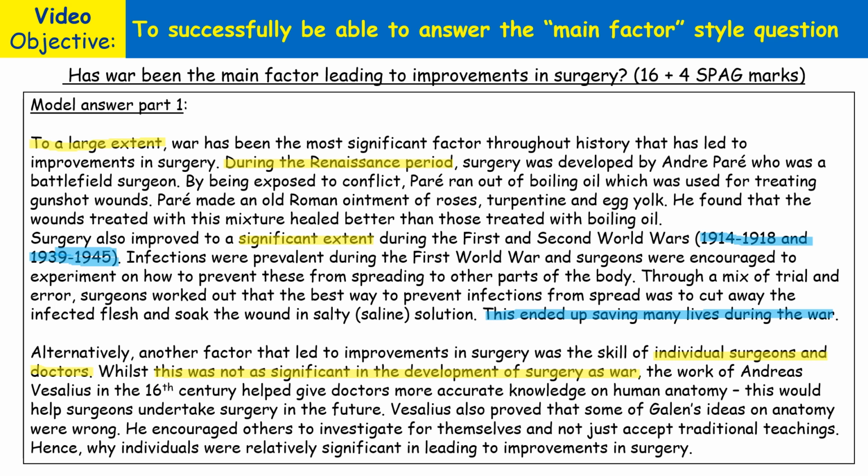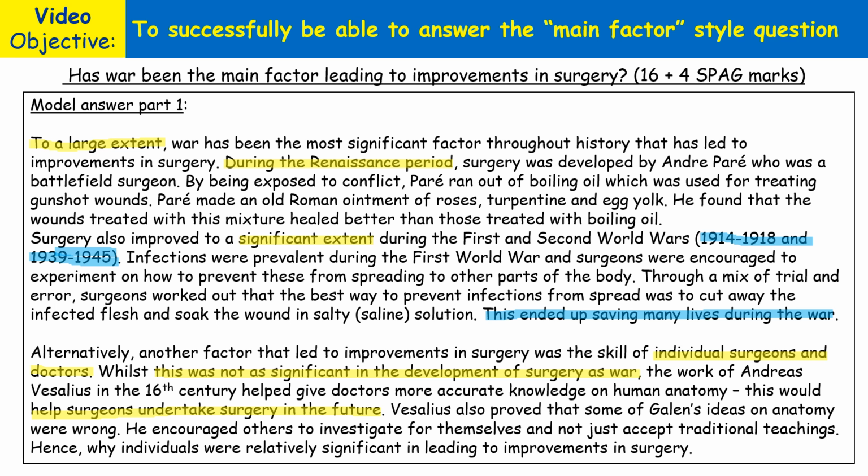The work of Andreas Vesalius in the 16th century helped give doctors more accurate knowledge on human anatomy, and this would help surgeons undertake surgery in the future. So with regards to significance, it's all about why events or people are important at the time, but also the impact they had going forward as well. And I've said that Vesalius's work actually had an impact on the future work of surgeons and doctors.